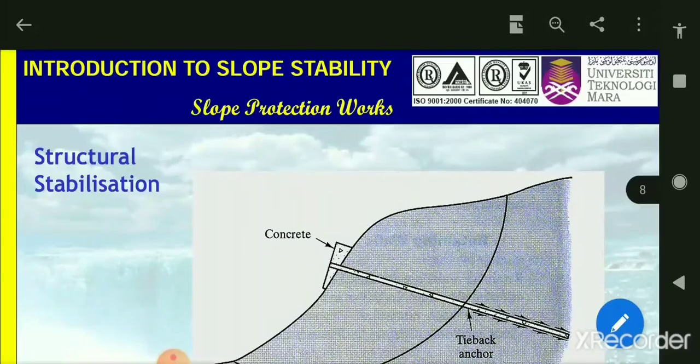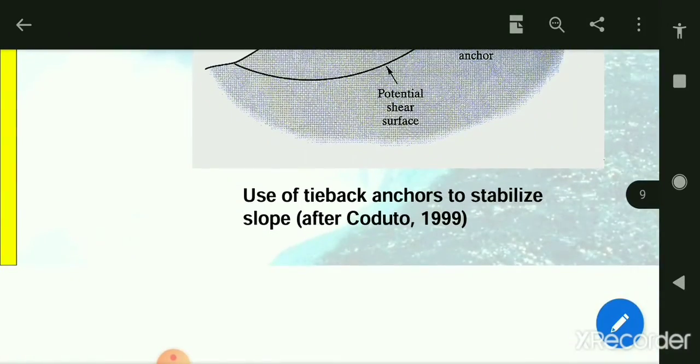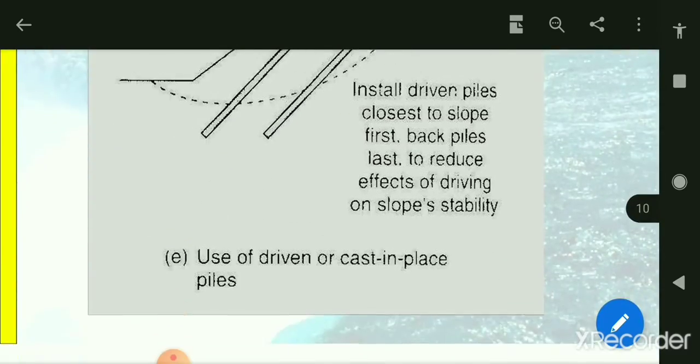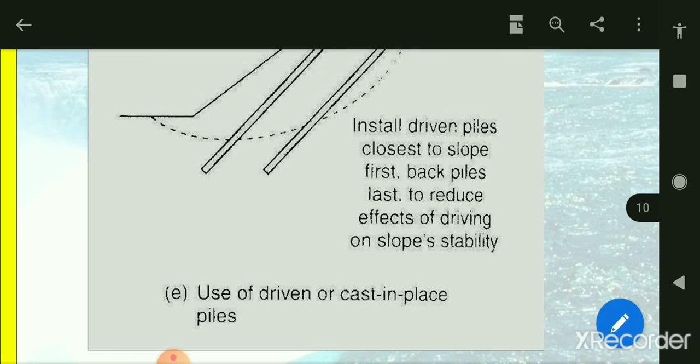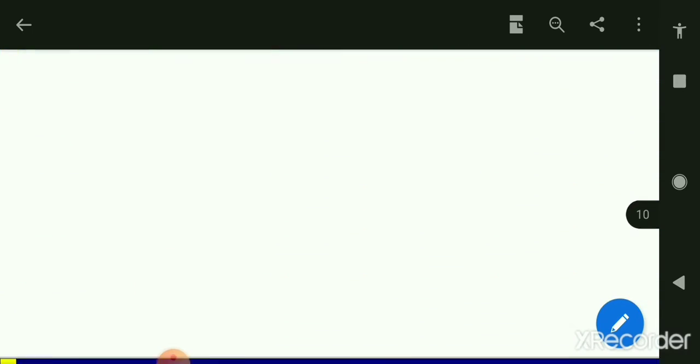This is the structure stabilization for anchor. Use tie anchor to stabilize slope for the retaining wall, and use of driven or cast in place piles. Install driven piles closer to the slope first, back piles last, to reduce effect of driving on slope stability.